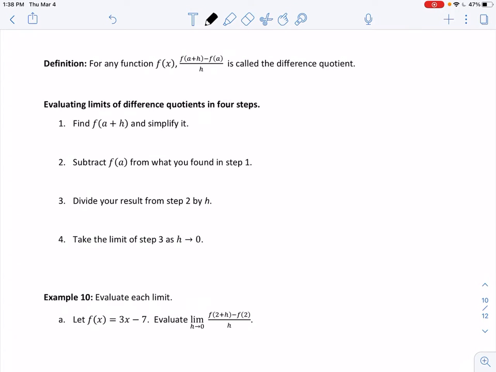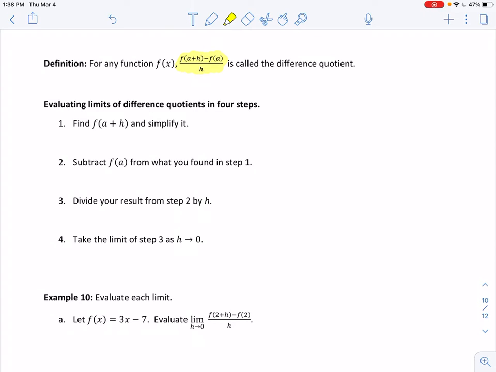In these last couple of videos, I want to talk about how to find limits of difference quotients. And first of all, we've got to talk about what the heck a difference quotient is. For any function f of x, f of a plus h minus f of a, all divided by h, is called the difference quotient. And this is going to be really important in a few sections.